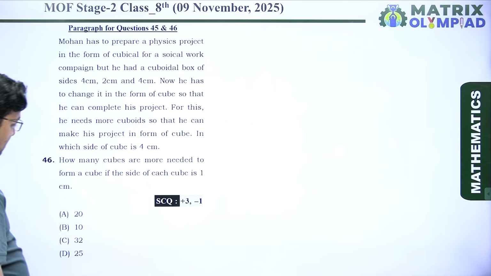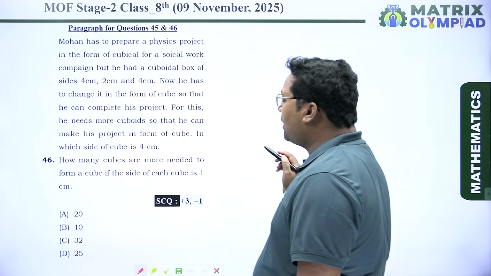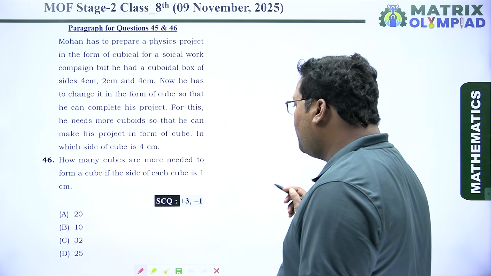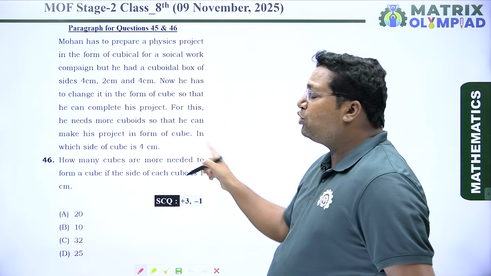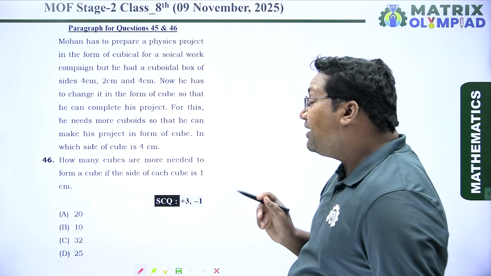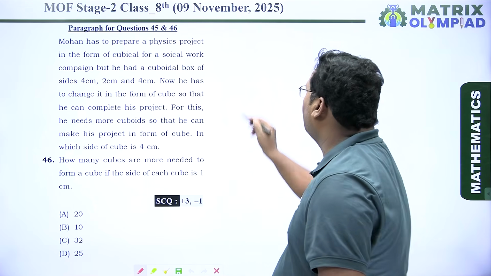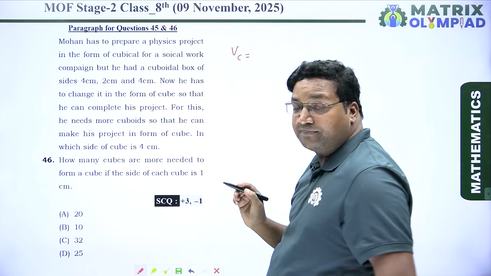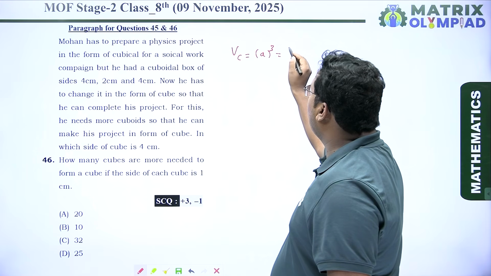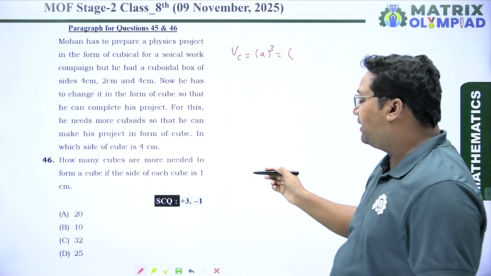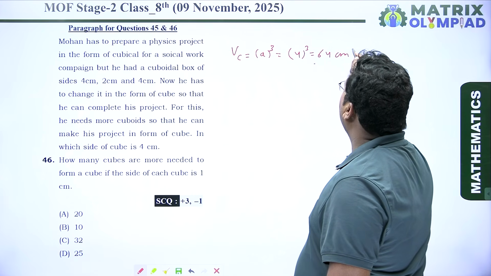Again you can see the paragraph is the same, but the question is different, and the question is, how many more cubes are needed to form a cube if the side of each cube is 1 centimeter? Here you can see the side of the cube is given as 4 centimeter. So first of all we have to find the volume of the cube whose side is 4 centimeter. So volume of a cube is a cube, and the side is given as 4, so putting a is 4, it is 4 cube, which is equal to 64 centimeter cube.